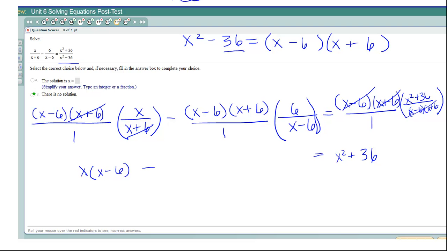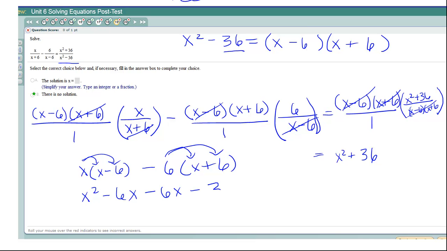And then minus 6 times x plus 6. And that's it. So then we simplify: x squared minus 6x. I just distributed, and then negative 6 times x, and negative 6 times 6. So that's negative 6x, negative 36 equals x squared plus 36. Then I get my like terms together, so I'm going to subtract x squared off both sides.